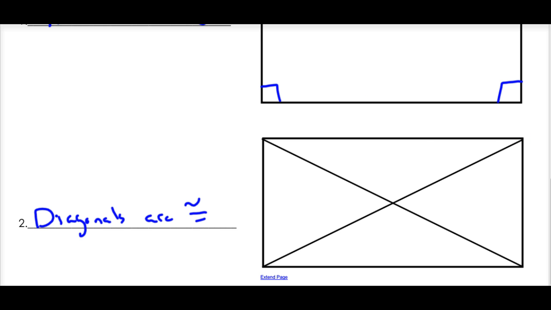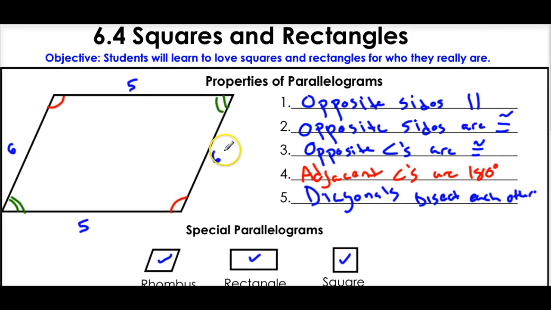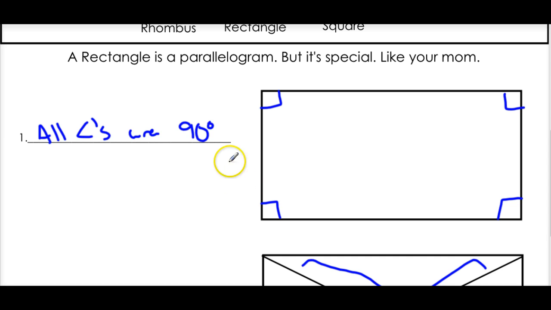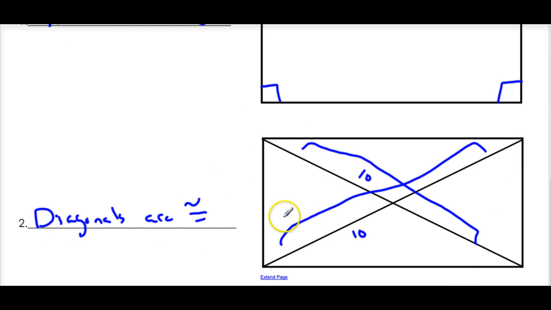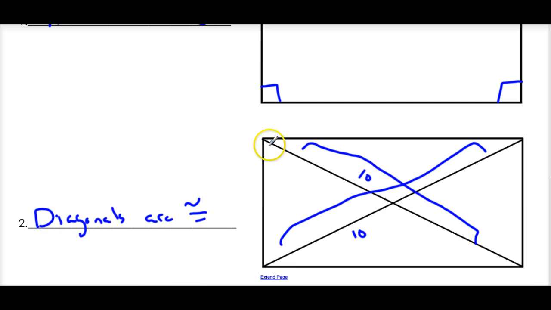So I'd say this whole thing, where's my pen? There it is. This whole side, if this diagonal is 10, then my other diagonal has to be 10. This whole diagonal is congruent to this whole diagonal. And that's really what makes it special, these 2 facts. So it has all the facts of a parallelogram, plus these 2 additional ones. So all angles are 90 degrees and diagonals are congruent. If you know that all the angles are 90 and the diagonals are congruent, then you know it's a rectangle.